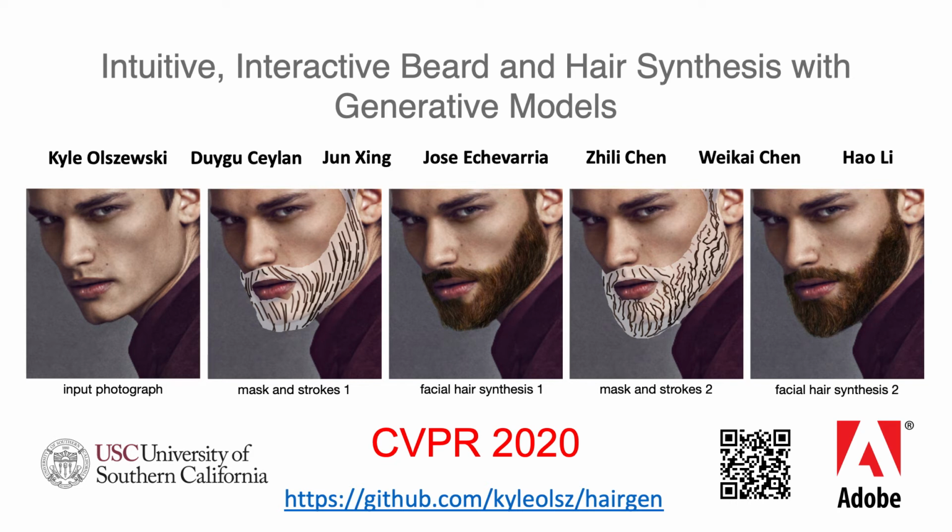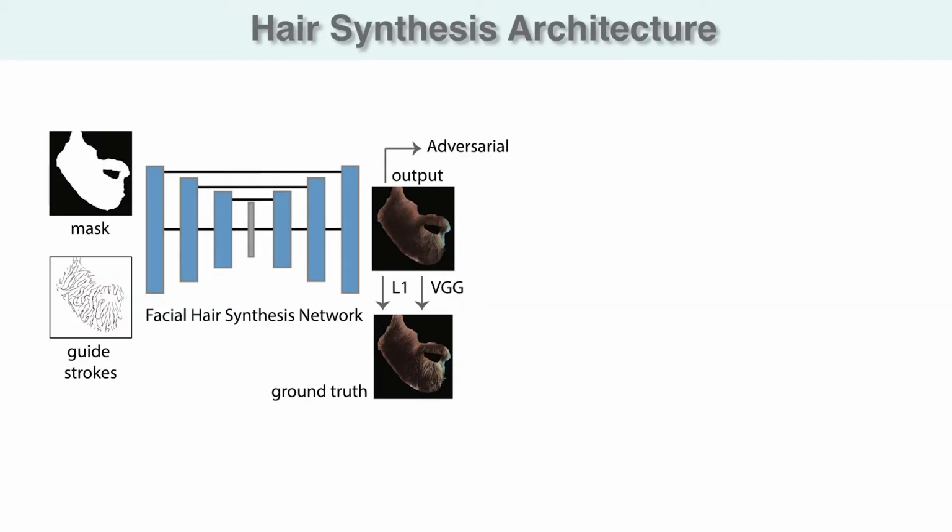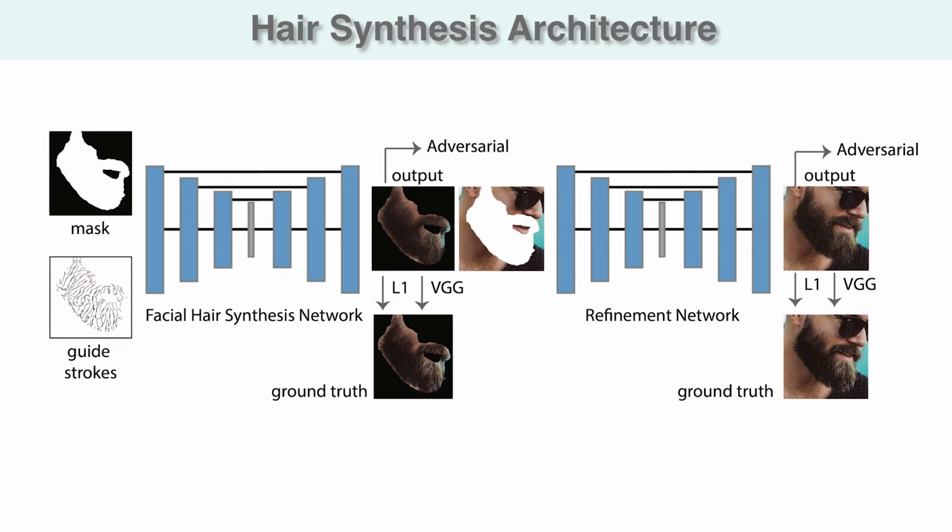Hello, my name is Kyle Olszewski, and I'll be presenting a novel approach to synthesize and edit beards and hair in real facial images. Our framework consists of a two-stage pipeline. In the first stage, a sparse set of guide strokes defining the local shape and color of the target hairstyle is used to synthesize an initial estimate of this hairstyle. In the second stage, this estimate is refined and composited into the target image.